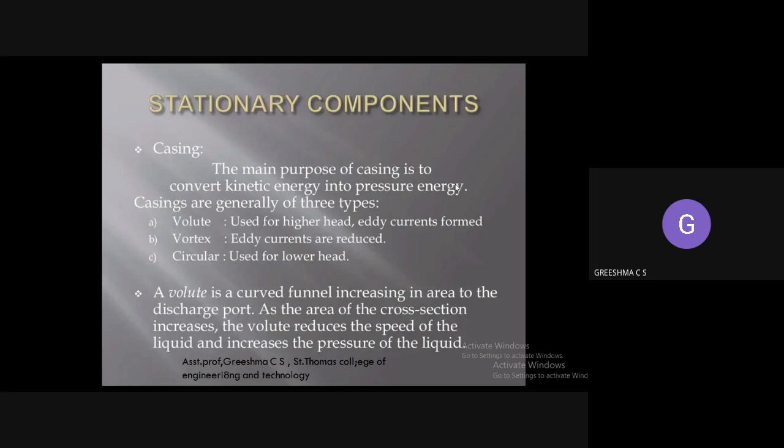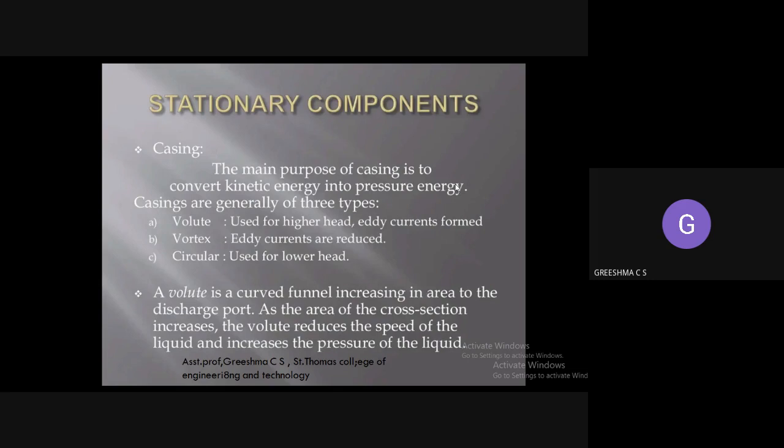Next is the circular casing. Circular casings are used for lower heights. When the water needs to be pumped to a lower height, you can use circular casings. When the water has to be pumped to a larger height, you can use volute casings. And if the water pressure energy is very high and the eddy currents have to be reduced, in that case you can go for the vortex casing.